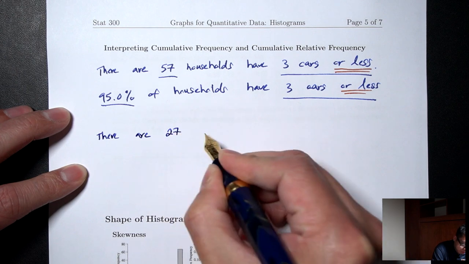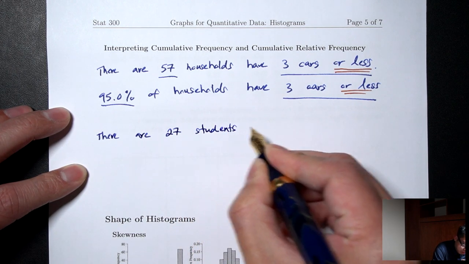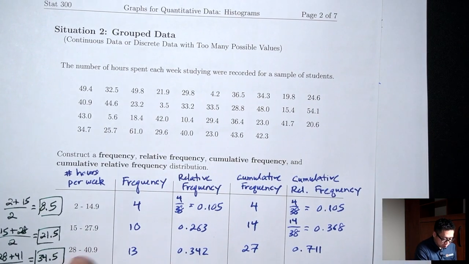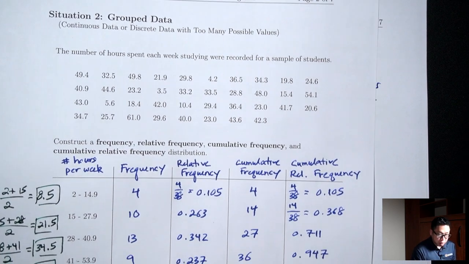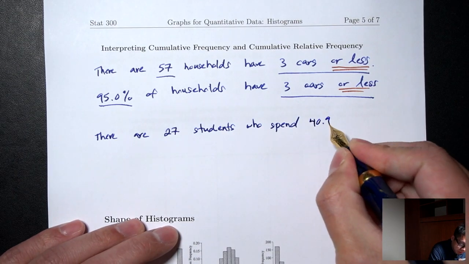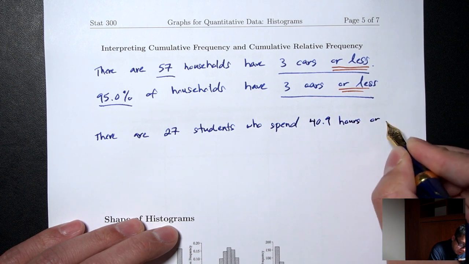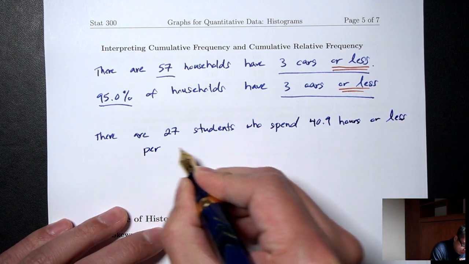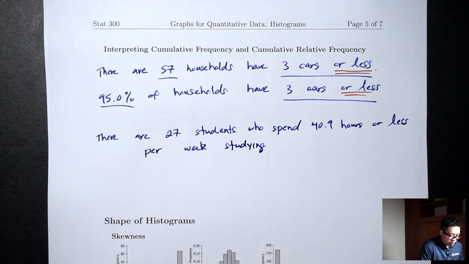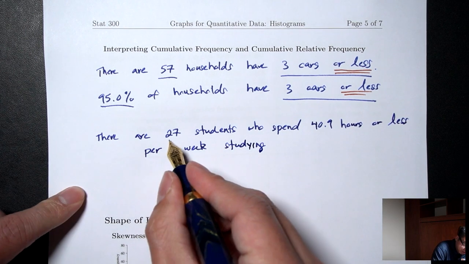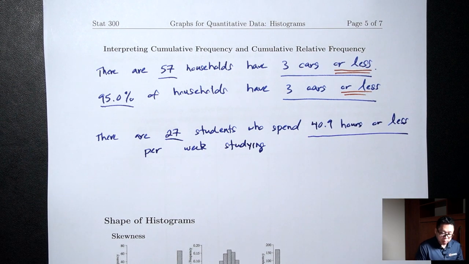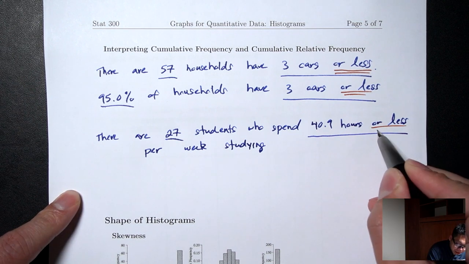We said it was 27 who spend, because it includes this range and then everything before it. So the easy way to write that is to say 40.9 hours or less. Okay, so I'm looking for the 27 and then this phrase, 40.9 hours or less. Anytime you're interpreting something that has the word cumulative, you always have to throw in the "or less" phrase.